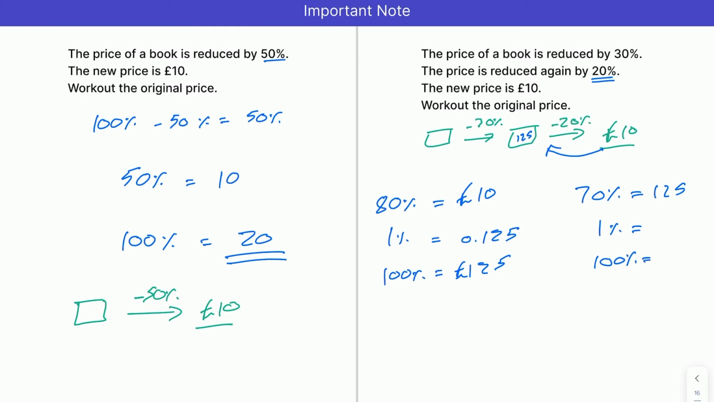So 125, divide that by 70, and you end up with a decimal answer, which is 1.785714, and then times that by 100, and then you end up with 178.57 to two decimal places. So there's two steps in this. That is key, okay? You have to read the question carefully, and this bit here is key. The fact that doing this is not the same as doing 50%, because it happens in two stages.